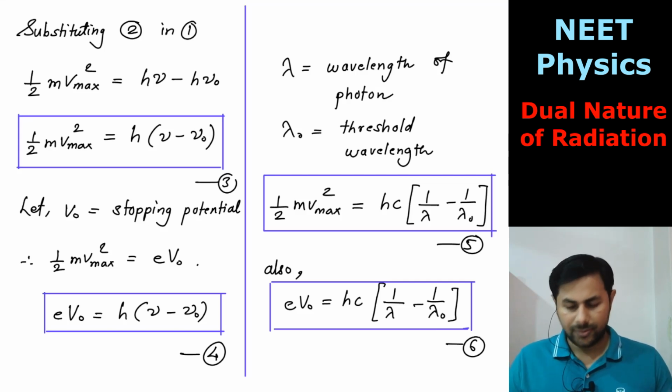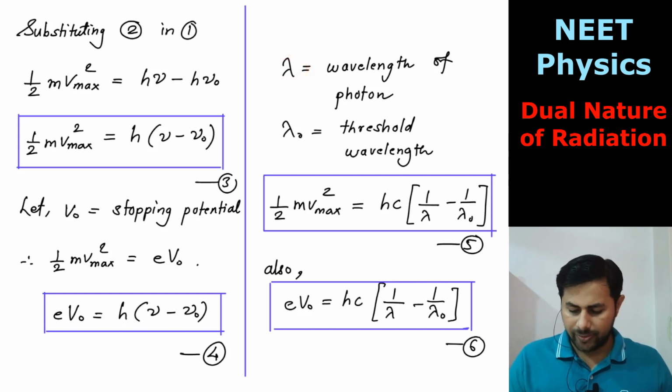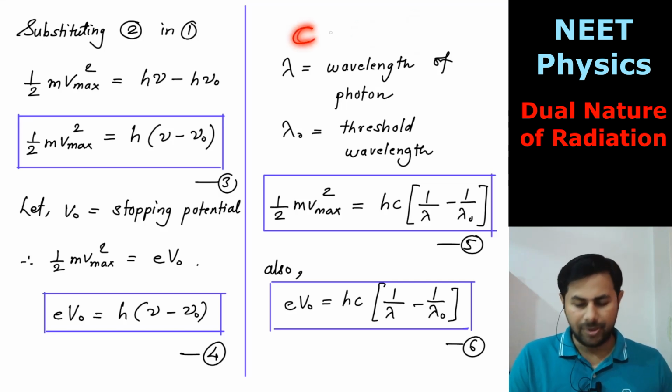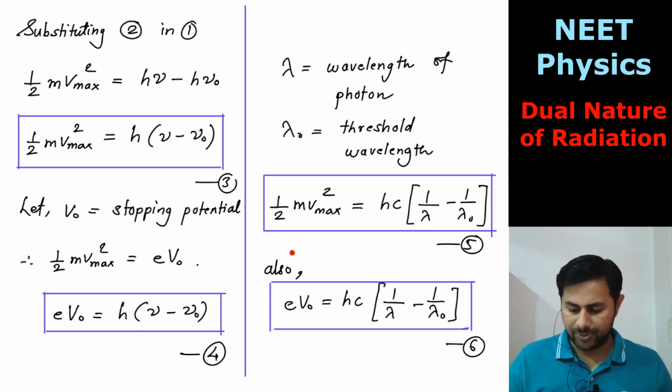Now what you can do is substitute nu equal to c by lambda, because c is the speed of light and it equals frequency multiplied by wavelength, nu times lambda. So nu is equal to c by lambda. You can substitute that, and you get another form of the equation: half m v max squared is equal to hc times (1 by lambda minus 1 by lambda naught).